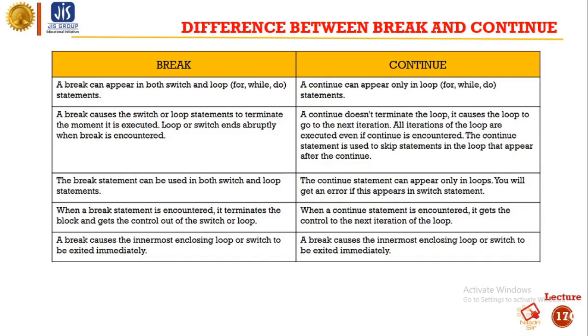Okay. So now we'll discuss the difference between break and continue. A break can appear in both switch and loop, like for loop, while loop, do while loop. But continue can appear only in loop, that is for, while, do statements. A break causes the switch or loop statements to terminate the moment it is executed. Loop or switch ends abruptly when break is encountered. Whereas a continue does not terminate the loop, it causes the loop to go to the next iteration. All iterations of the loop are executed even if continue is encountered.